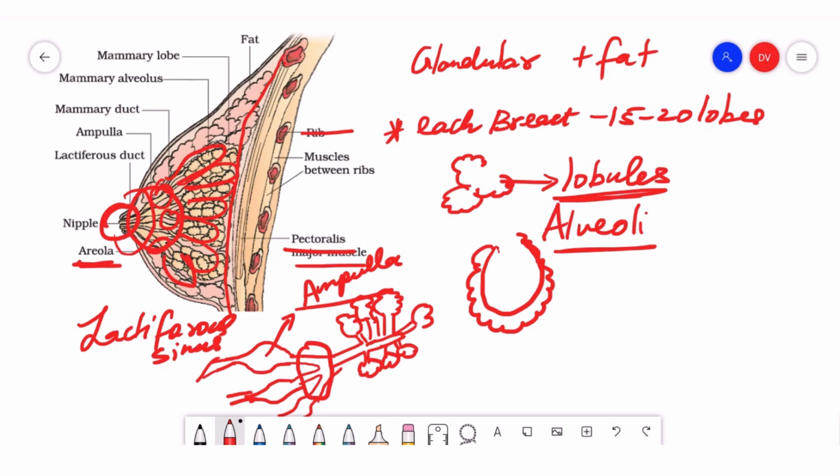Alright guys, so we came from this side to this side. You have the rib bones, you have the pectoralis major muscle, then starting with the lobes. Lobes have lobules which are made up of alveoli. Alveoli are connected to the mammary tubules. Tubules are connected to the mammary duct. Mammary duct connects to the lactiferous duct, and the bulge portion is known as ampulla, otherwise known as lactiferous sinus, which stores the milk. The lactiferous duct again narrows down and joins at a particular point. That tip is known as the nipple, and it is surrounded by a pigmented region called areola.